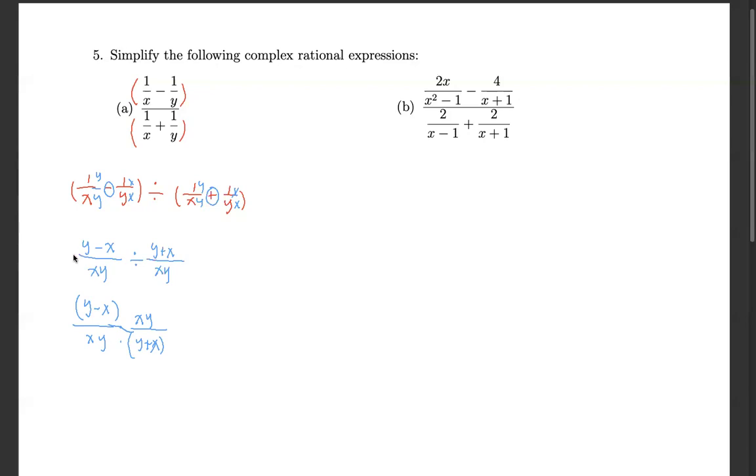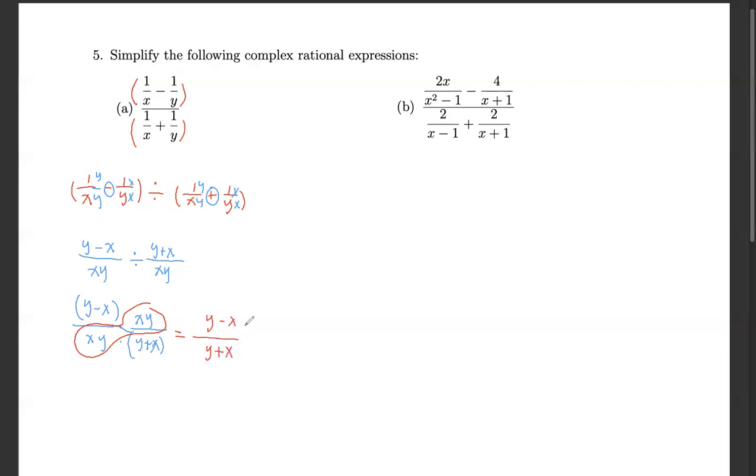In the numerator, we have y minus x as a factor, x as a factor, y as a factor. In the denominator, we have 3 factors: x as a factor, y as a factor, y plus x as a factor. And these are the common factors of numerator and denominator. So xy divided by itself becomes 1. So in the end, we're left with y minus x over y plus x.